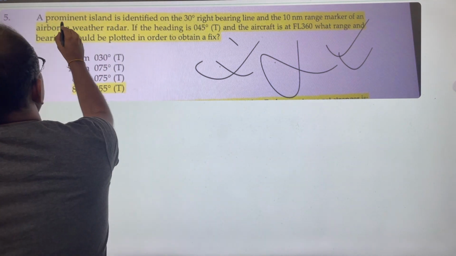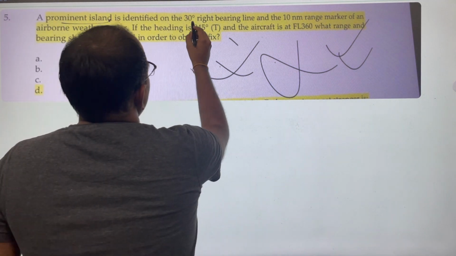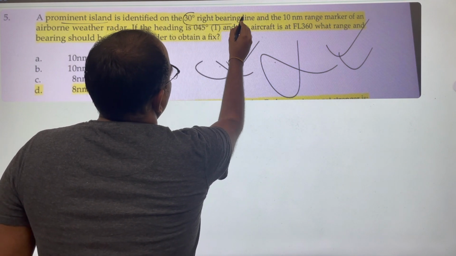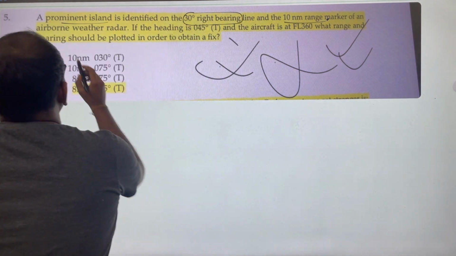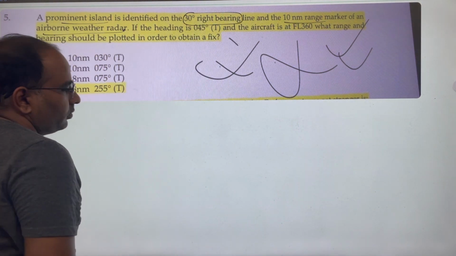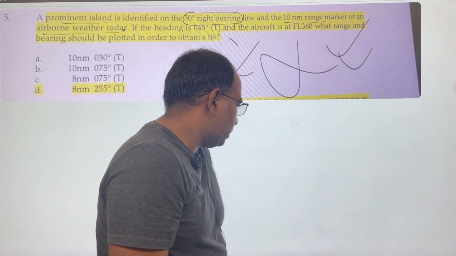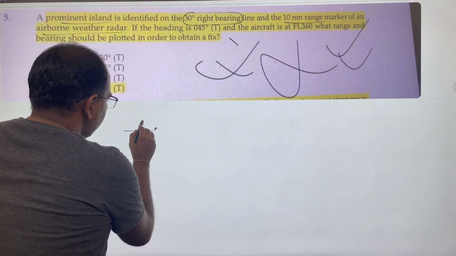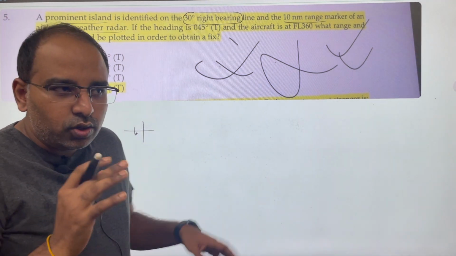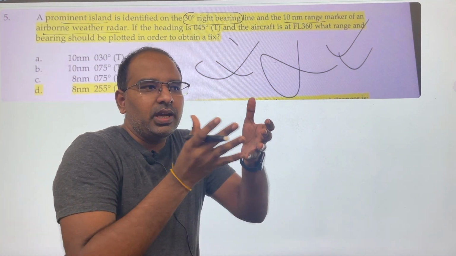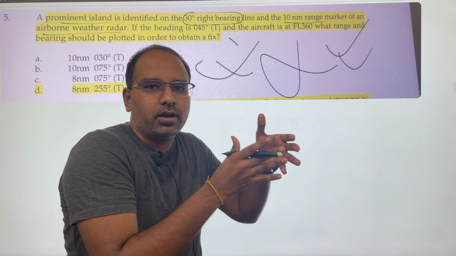A prominent island is identified on the 30 degrees right bearing line and 10 nautical mile range of an airborne weather radar. Now let's see what is an airborne weather radar. See, airborne weather radar is a radar. If this is the aircraft, in the dome of the aircraft, called a radome, is where the radar is placed. Dome plus radar, radome, correct.